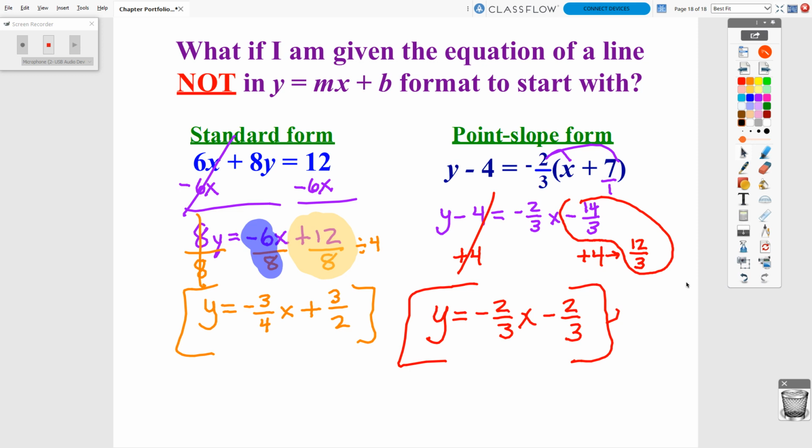All right, so now you guys can try these problems out in your portfolio assignment. And if you got any questions, you need me to check anything, let me know.